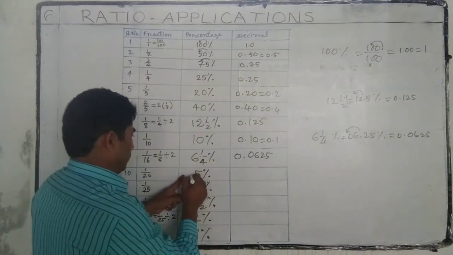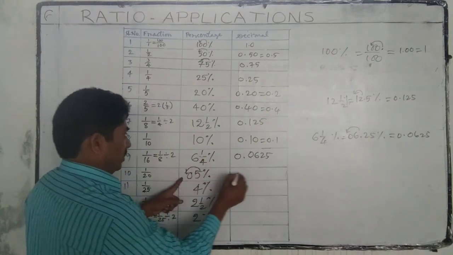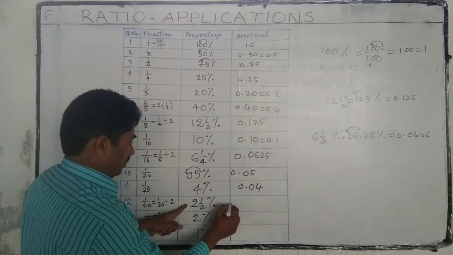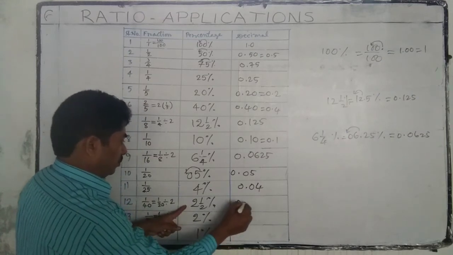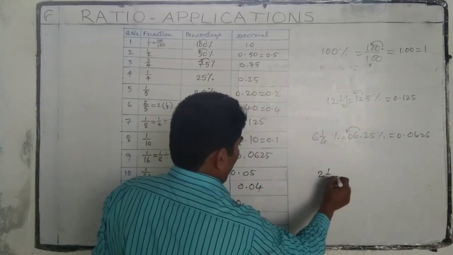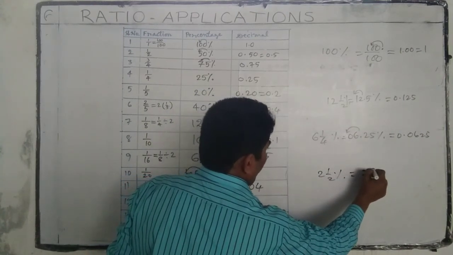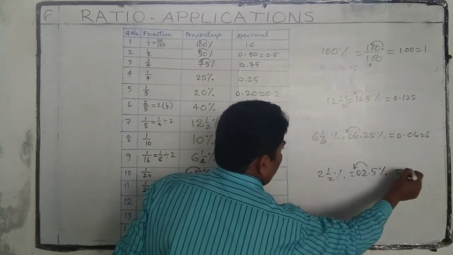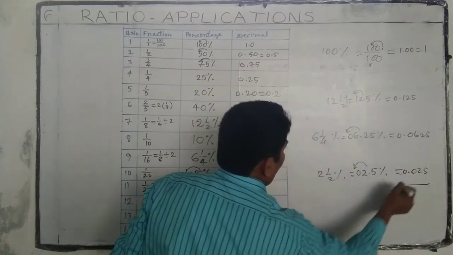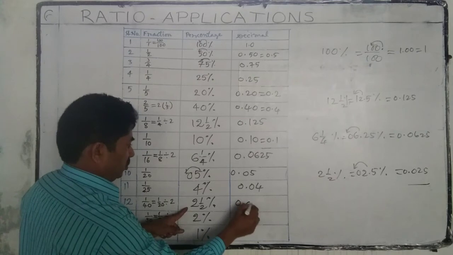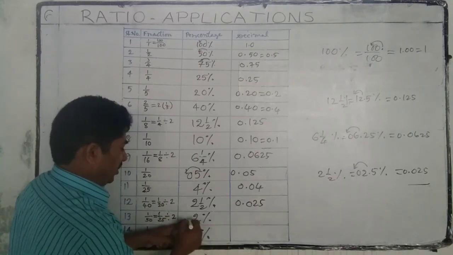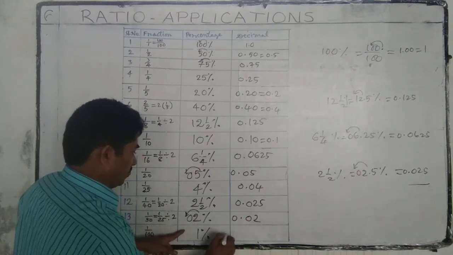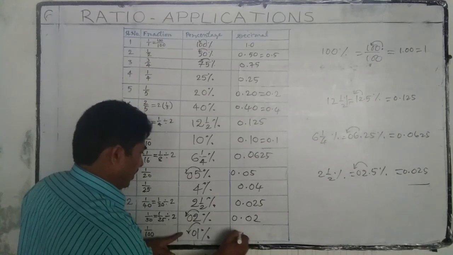5%. Here we have to keep 0. 0.05, 0.04. Here 2 and half, 2.5 percentage, 0.025. 2 percentage, 0.02. 1 percentage, 0.01.